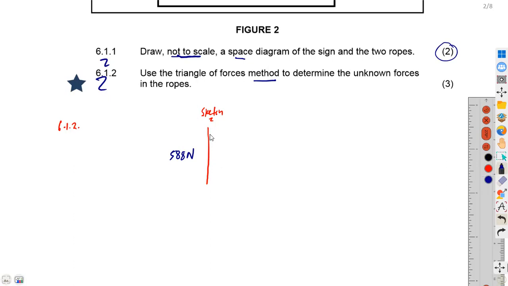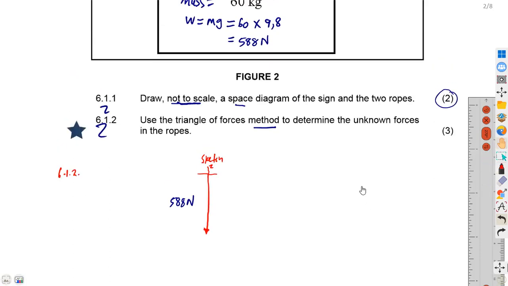In between is the 588 Newton, which is going down due to the force of gravity. So it is facing downwards like this. Okay, so this will be taken from a north pole. Let's say this is our north pole like this one. So this is still in the same vertical line. You are going to connect here.